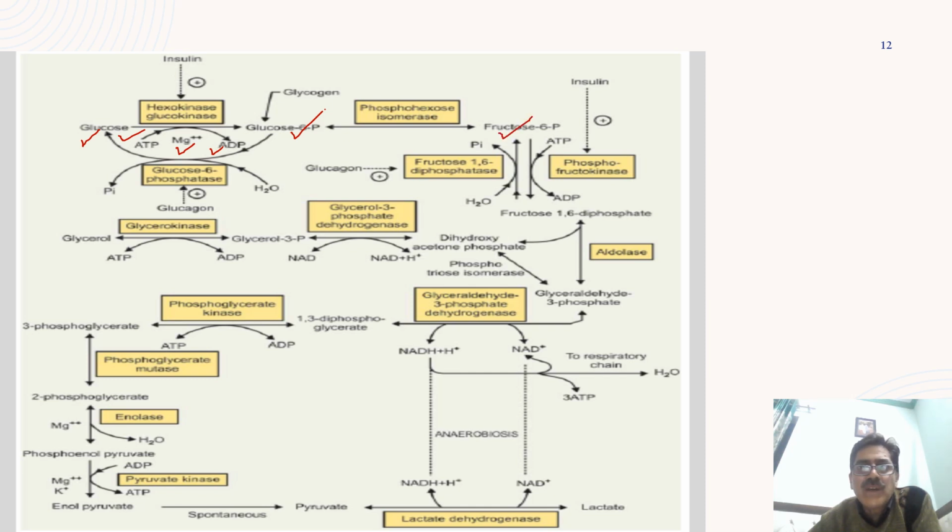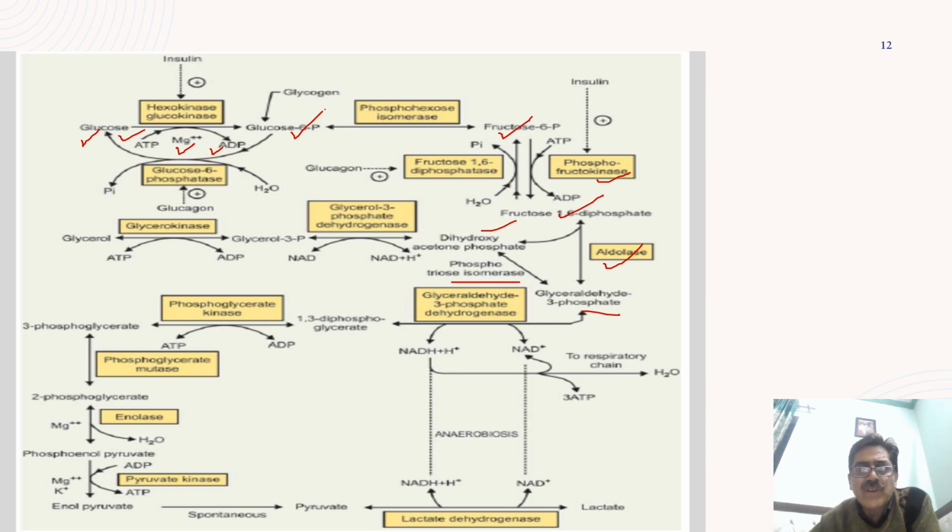This is catalyzed by phosphofructokinase enzyme, you get fructose 1,6 diphosphate. This is broken down by aldolase. You get dihydroxyacetone phosphate and glyceraldehyde 3 phosphate. Dihydroxyacetone phosphate gets converted to glyceraldehyde 3 phosphate by the enzyme phosphotriose isomerase, and finally you get two molecules of glyceraldehyde 3 phosphate.